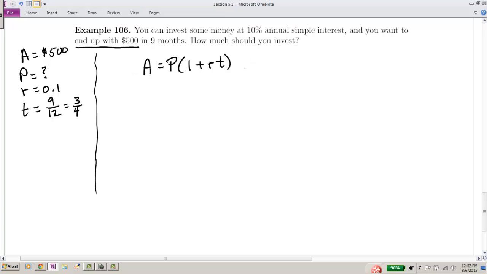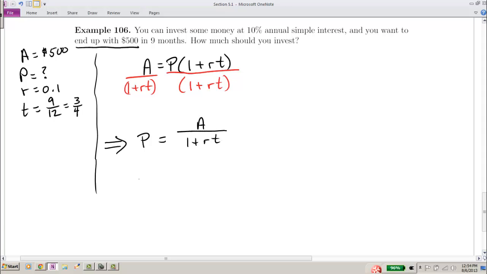So working with this formula, there's a couple choices open to us. We could certainly plug in the values we know first and then solve. What I'm going to do, I think, is just do a little bit of algebra to rearrange this so that it's solved for P. So I'm going to divide each side by 1 plus RT. And that gives us the equation P equals A divided by 1 plus RT. And now we're looking at a formula where we're ready to plug in the values that we do know, and it will just spit out the principal that we're after.